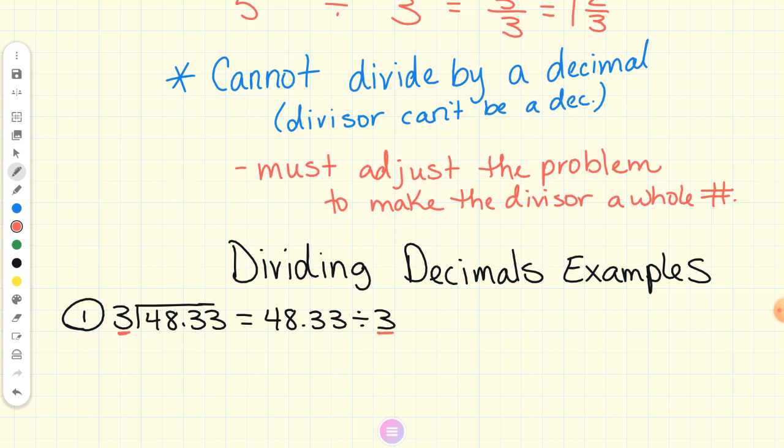So here's a word problem to help you understand what this is asking. If you have $48.33 and you're sharing it with 3 of your friends, how much does each friend get? Can you divide money into 3 equal parts? Yeah, most of the time. When can you not divide money into 3 equal parts? When it's only dollar bills and it's not.